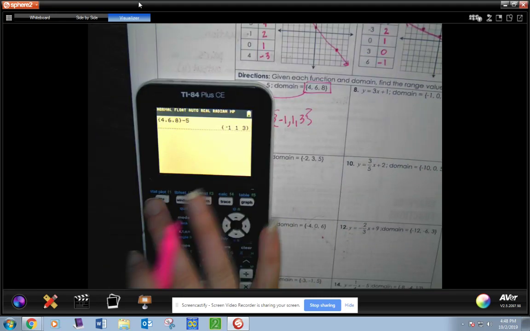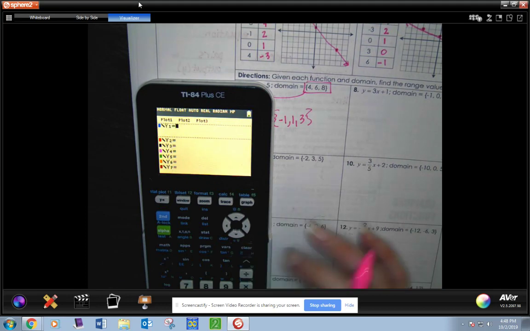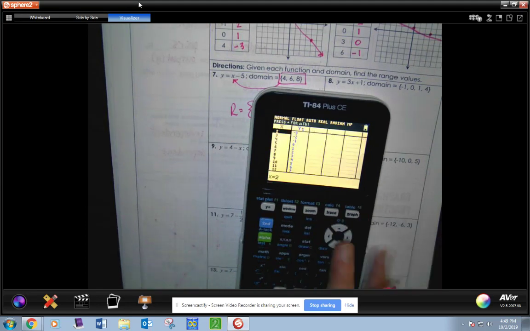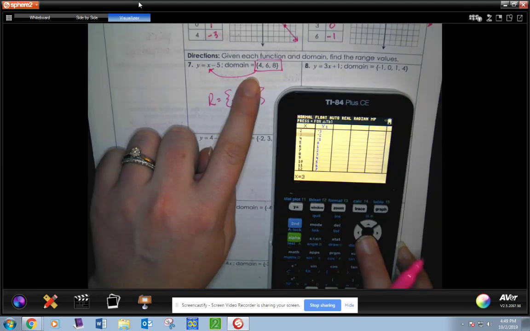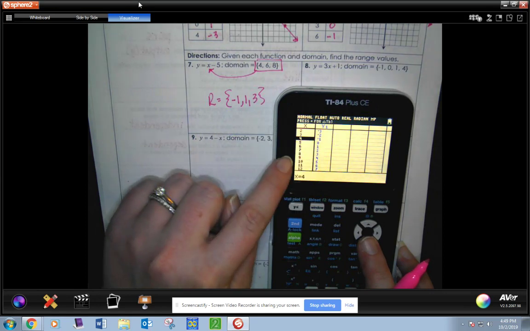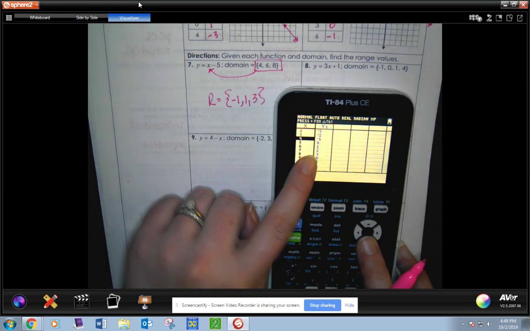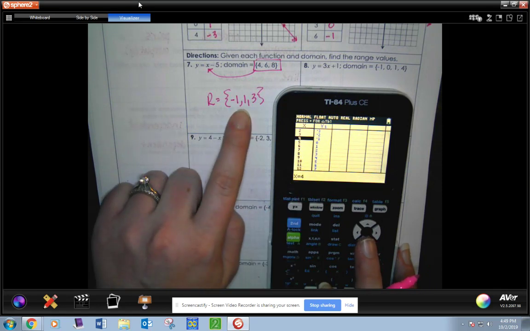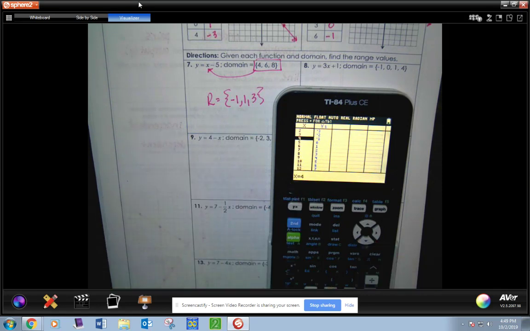Or the other way, which I've shown you plenty of times now, and I'll show it to you one more time. You can just put in x minus 5, go to the table, find where x is 4, -1, where x is 6, +1, and where x is 8, 3. I'm going to show you the new calculator way, so that way if you like that and don't want to take as much time, you can do that.